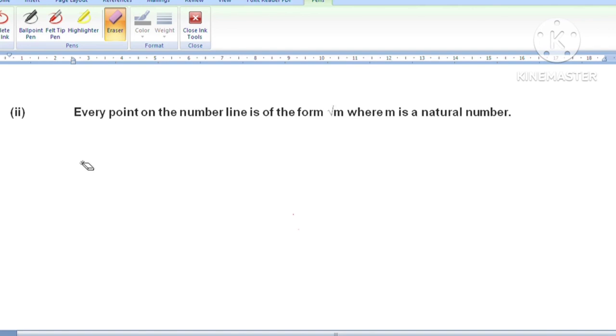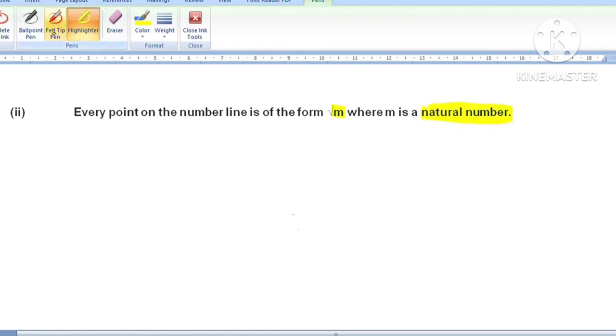So next, see the second question. Every point on the number line is of the form root m, where m is a natural number.